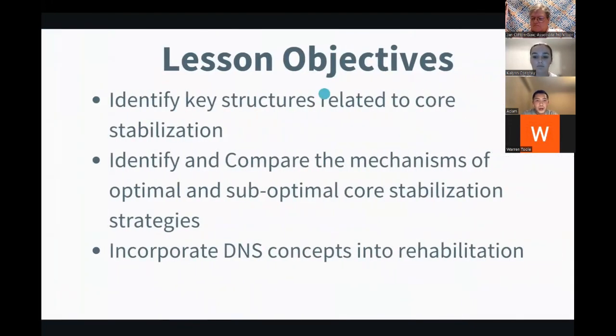Okay, so the objectives today include: we're going to identify key structures related to core stabilization, and identify and compare optimal and suboptimal core stabilization strategies. And then in the end, we're going to try to incorporate DNS concepts into our day-to-day rehab with our patients.